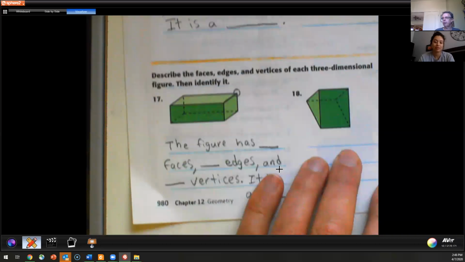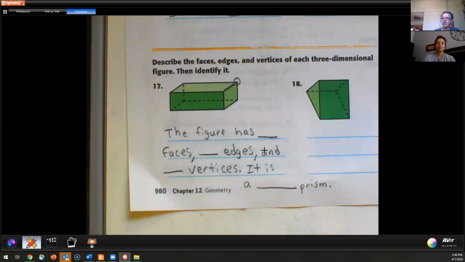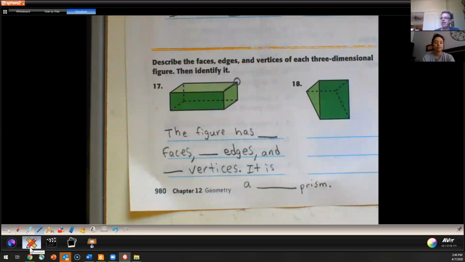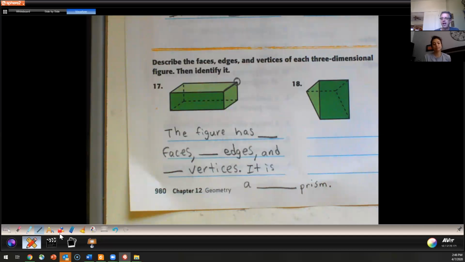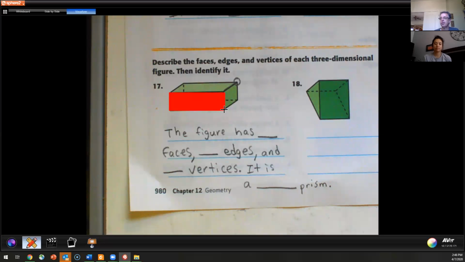Down further, we're going to describe the faces, edges, and vertices of each three-dimensional figure, and then we're going to identify it. Boys and girls, for the faces, I want you to make sure you write an answer sentence like this: the figure has, and then tell me the number of faces that it has. And if you remember from your previous lessons, faces are the flat parts of the shape. So I've just highlighted a face here so you can get an idea of what one looks like.